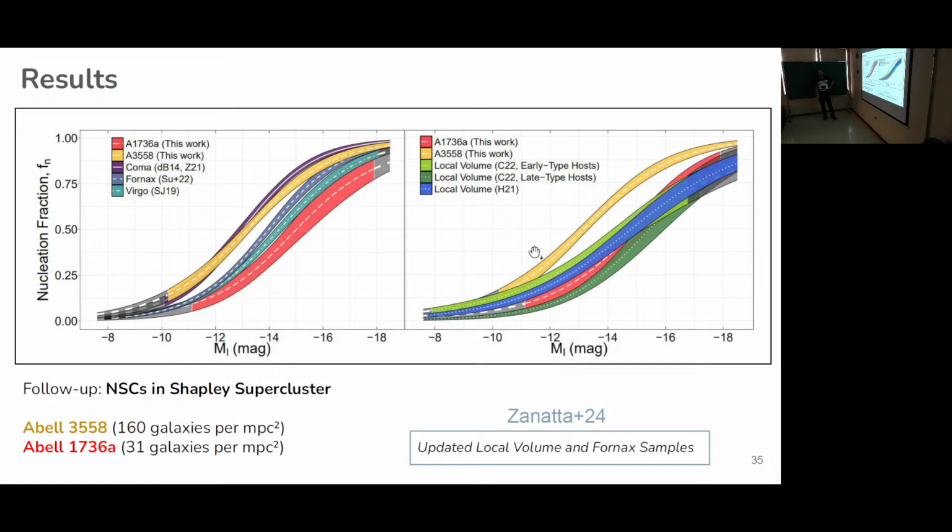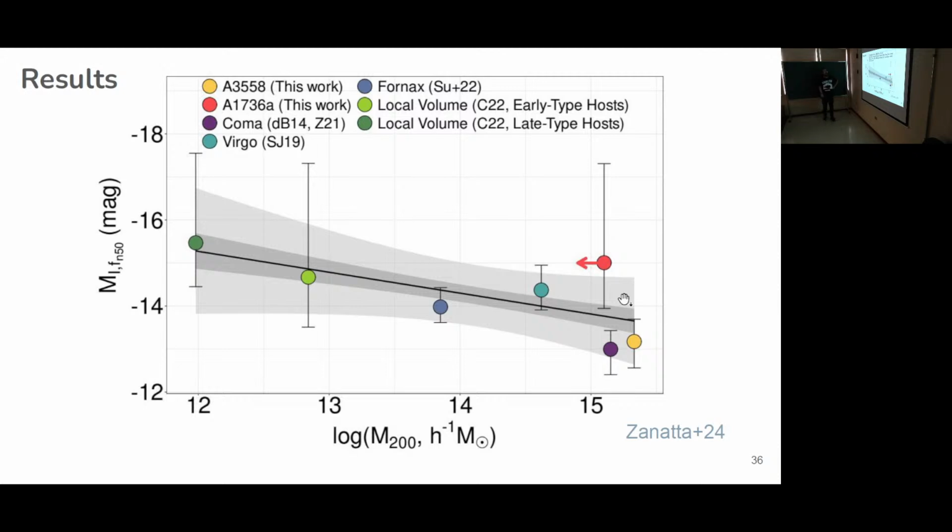And in blue here, I'm showing an undivided local volume sample from another reference, Hoyer 2021, which also shows a similar nucleation, more in the middle, but tending toward the early types because there are more early type hosts, central galaxies in general, than late type galaxies. It's something interesting too, that we don't go too deep into, but it's another result that we were able to show.